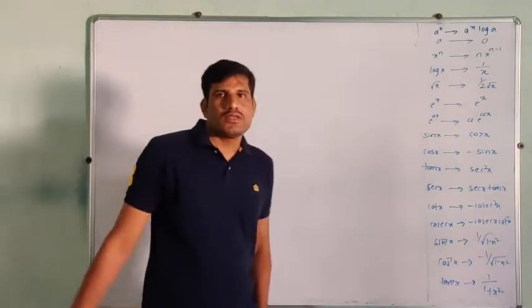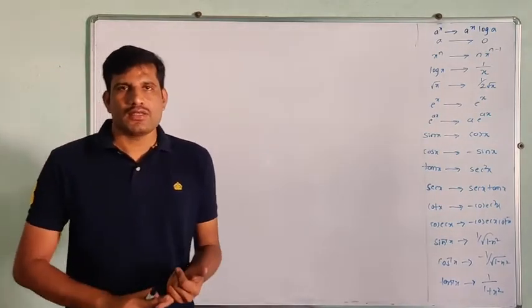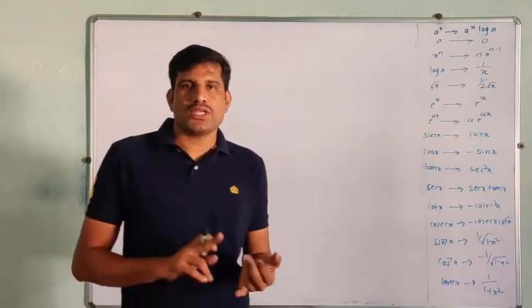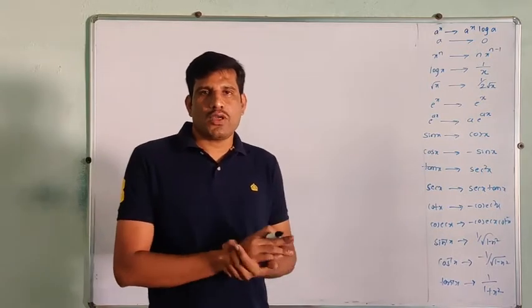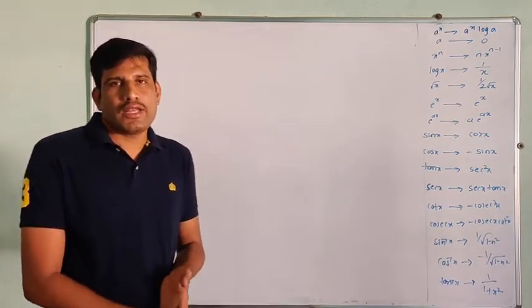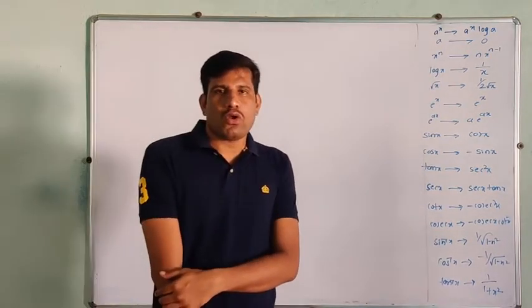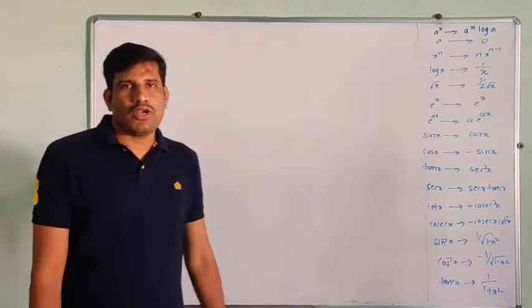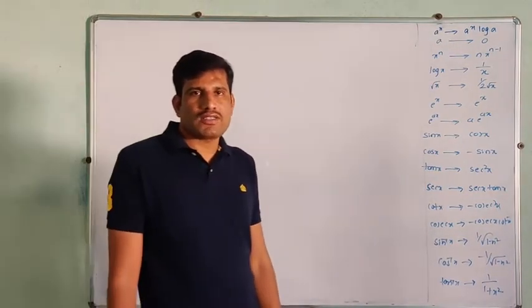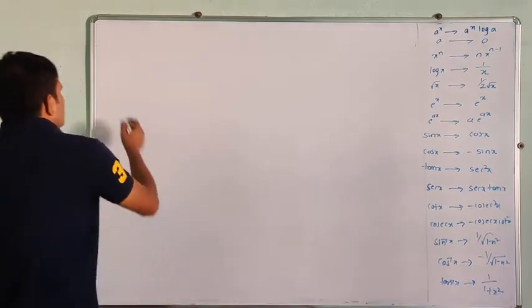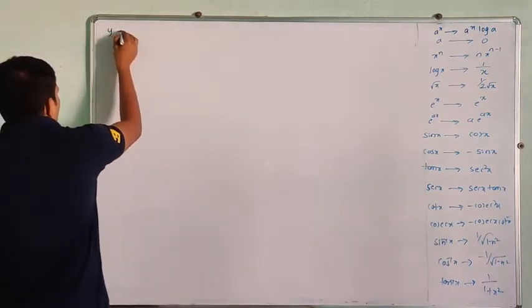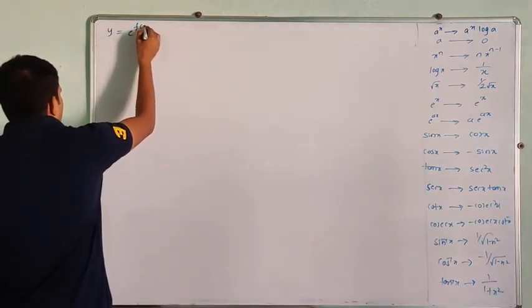Good morning, friends. In the last class we started the chain rule. In chain rule we have seen the derivative of y is equal to f of g of x, the derivative of y is equal to log of f of x, and the derivative of y is equal to f of x raised to n. So the next form is y is equal to e raised to f of x.